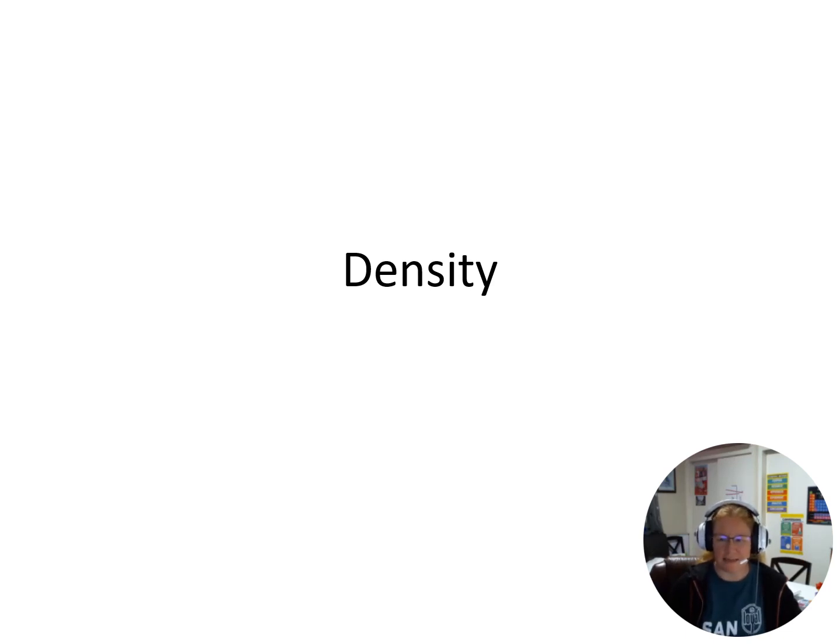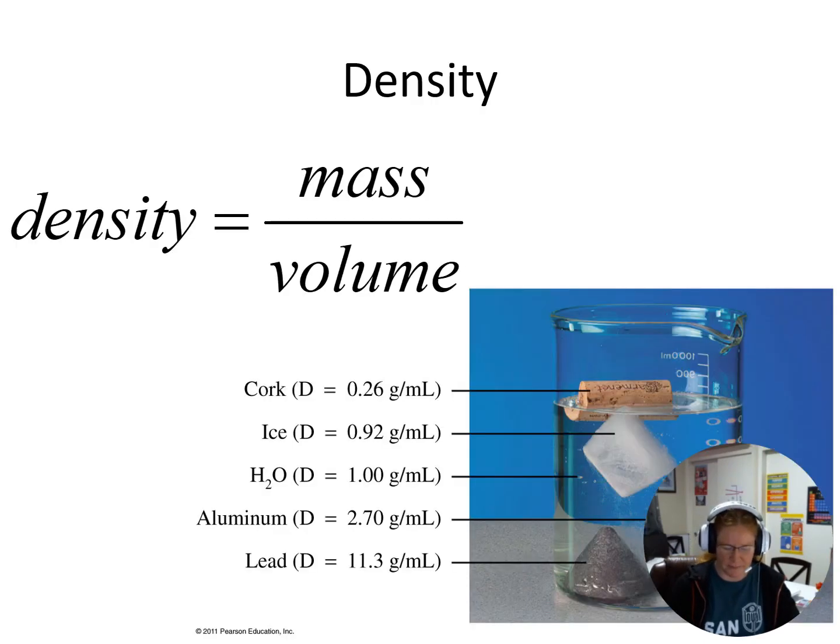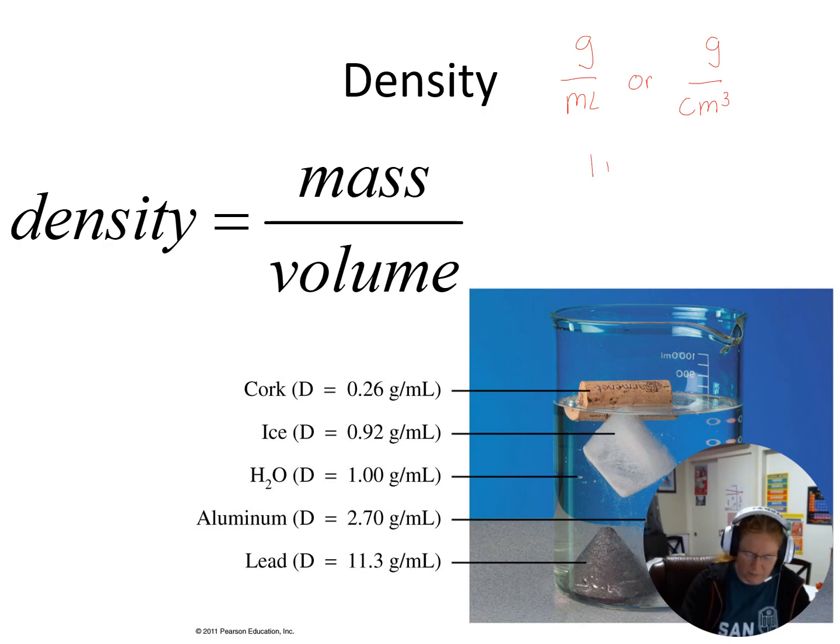Density lets us relate the amount of mass something has to its volume. Density is calculated as mass over volume. When we look at this, we have some pretty typical units. You can see some on the slide, but typically we're looking at grams per milliliter or grams per centimeter cubed. Interesting fact: 1 milliliter equals 1 centimeter cubed. They mean the same thing.